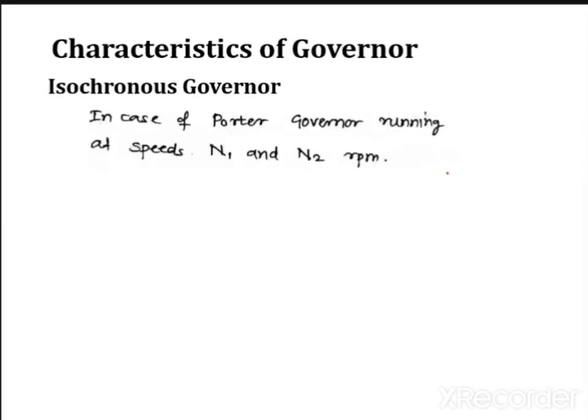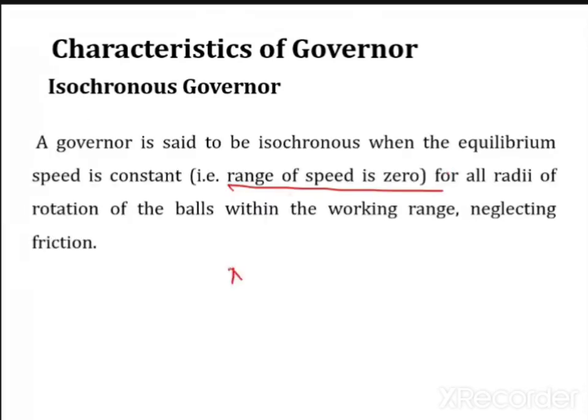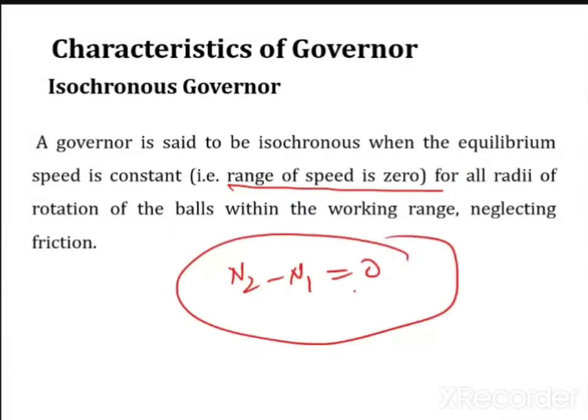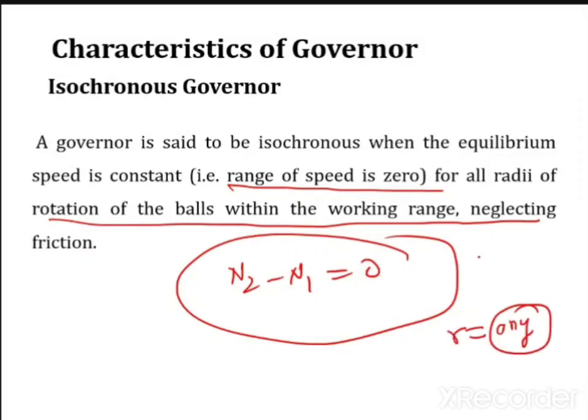Means you can say that when N2 minus N1 is equal to 0, the range of the speed is equal to 0 for all radii of rotation of the balls within the working range. Means what? Whatever may be the R, R can be anything, right? Whatever may be the value of R, for all radii of rotation.